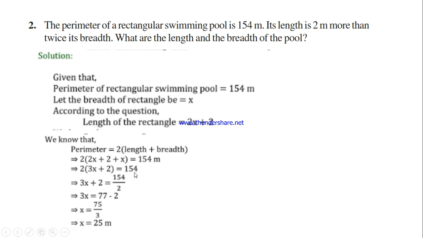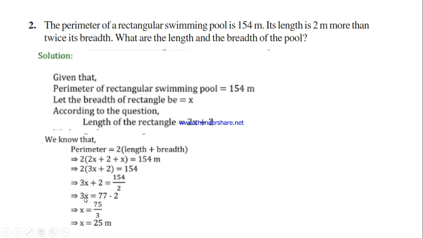We received the equation. Now we are going to solve the equation to get the length and breadth of the pool. To solve this, first let's send this 2 to the right hand side. This 2 is under multiplication, so when you send it, it becomes division. The left hand side remains 3x plus 2 equal to 154 by 2. If you simplify this, you get 77. 3x plus 2 equal to 77. Then again we are sending the plus 2 to the right hand side, it becomes minus 2 and left hand side remains 3x. So 3x equal to 75.